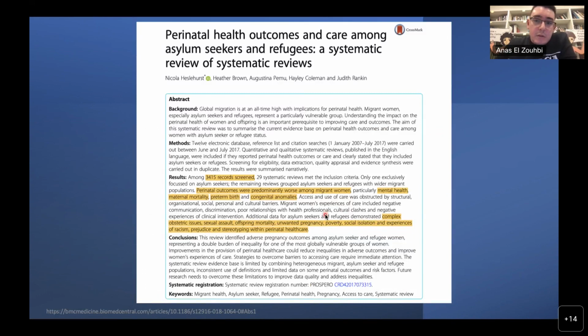With regards to perinatal health, this systematic review has shown that perinatal outcomes were predominantly worse among migrant women. They also suffered from worse mental health, maternal mortality, preterm birth, and congenital anomalies within the babies as well. And there are major complex obstetric issues that arise, sexual assault, offspring mortality, etc. So overall, evidence has shown that refugees are suffering from a larger burden with regards to health, and these issues have also been passed on to the offspring as well.